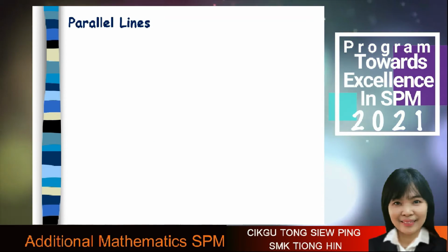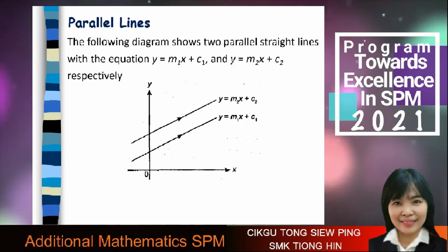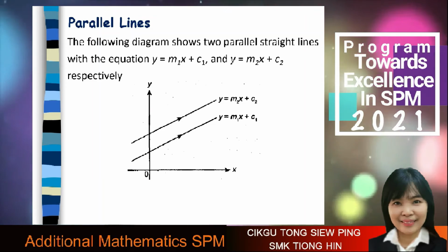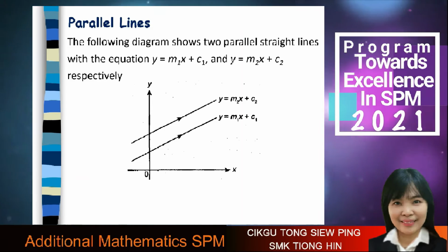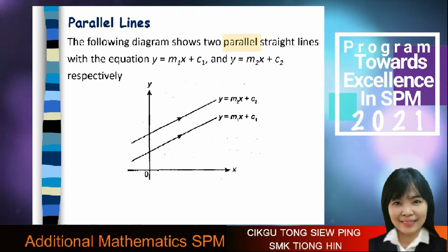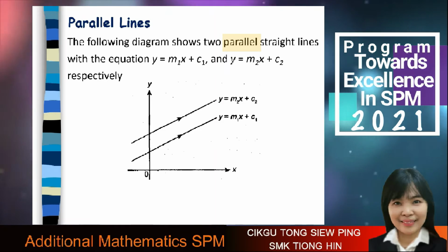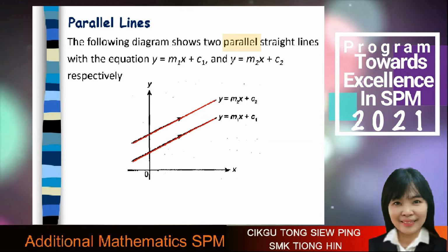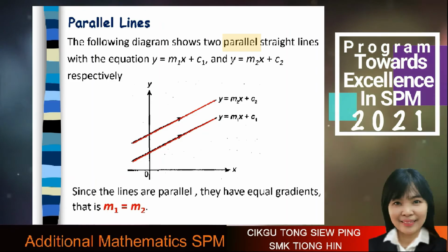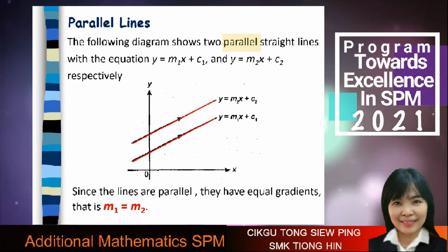Now look at the note on parallel lines. The diagram shows two parallel straight lines with the equations y equal to m1x plus c1 and y equal to m2x plus c2. Since the lines are parallel, they have equal gradients, that is m1 equal to m2.